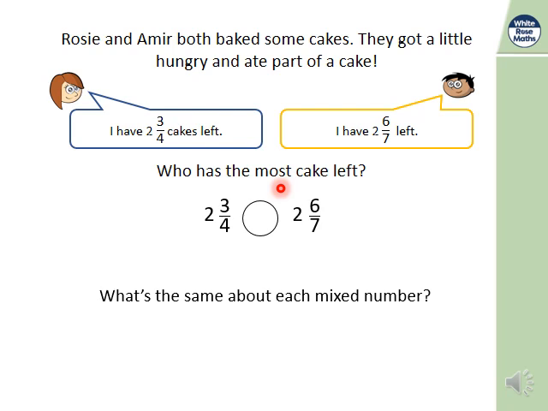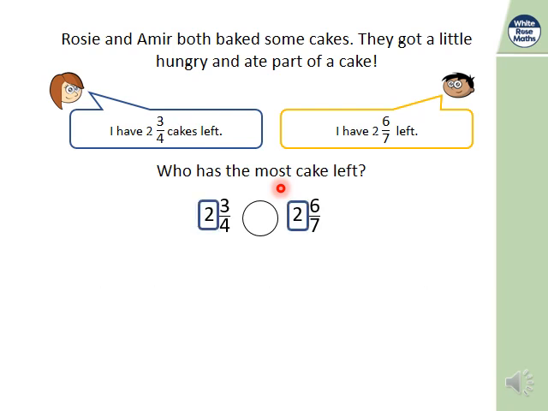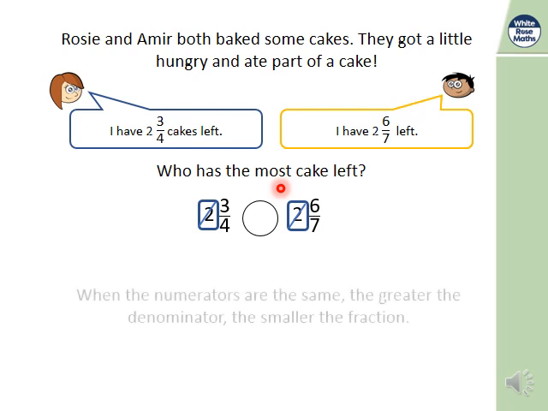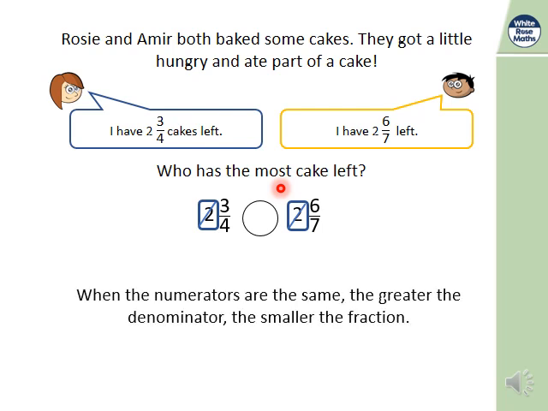Hopefully we spotted that both of those mixed numbers have a 2 in them, the 2 wholes. They're both the same, so if they're both the same, we don't need to concern ourselves about those. It's now looking at the 3/4 and the 6/7. And let's remember that rule: when the numerators are the same, the greater the denominator, the smaller the fraction.